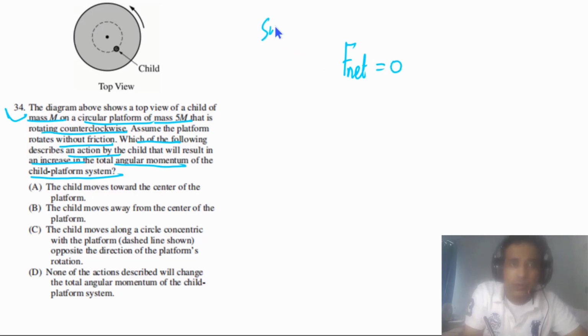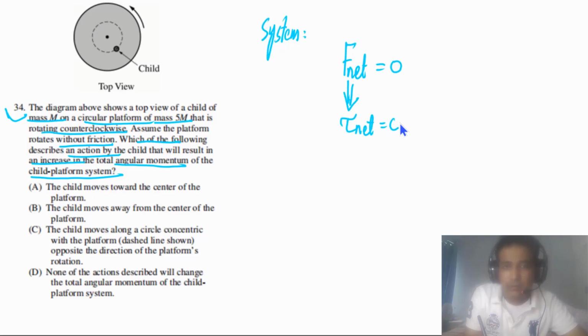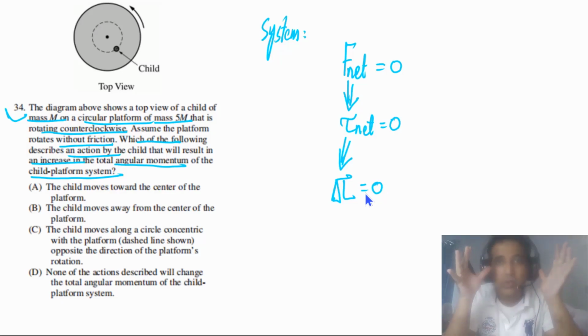We are talking here about the system, so for the system, F net is equal to 0. If F net is equal to 0, it means that tau net is also equal to 0. If tau net is equal to 0, it also means that the change in angular momentum is 0. So we can say delta L in this case is also equal to 0, which means angular momentum remains constant.